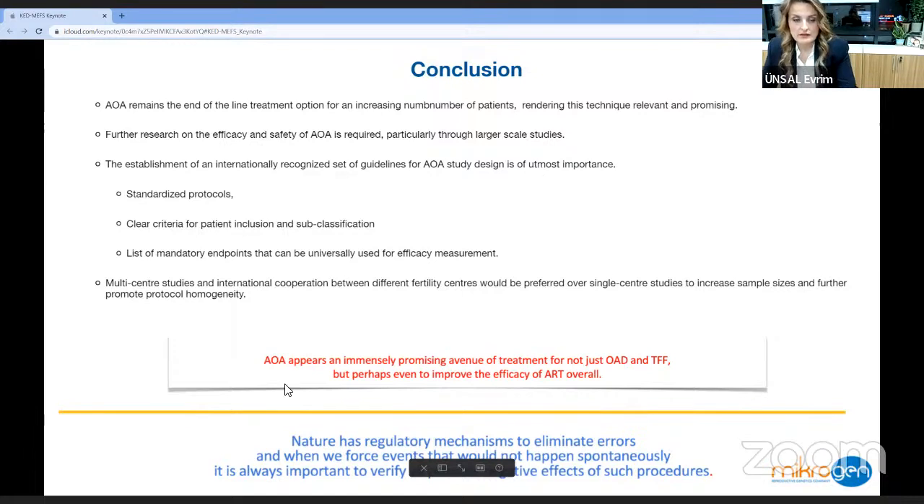Assisted oocyte activation appears an immensely promising avenue of treatment for not just oocyte activation defect and TFF, but perhaps even to improve the efficacy of ART overall. However, nature has regulatory mechanisms to eliminate errors, and when we force events that would not happen spontaneously, it's always important to verify all possible negative effects of such procedures.